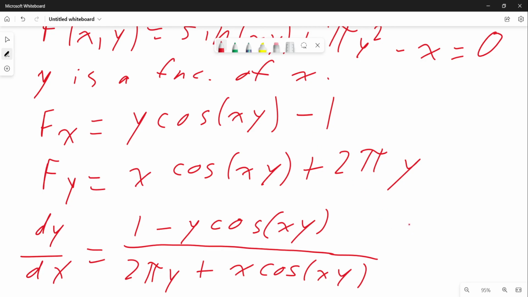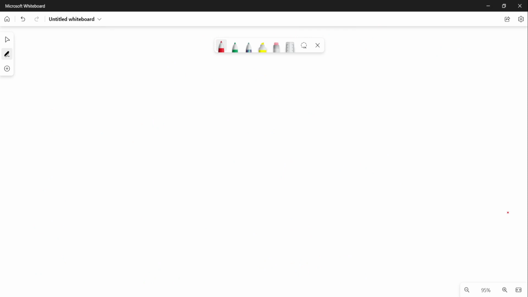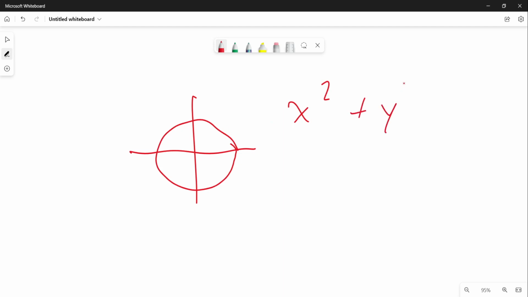Anyway, this has both x and y in the answer, and that's a shame, but sometimes it happens where you need to know both x and y to know the rate of change. And again, the simplest example for this is a circle. x squared plus y squared equals, let's say, 4. That's the example we did earlier with a radius of 2.